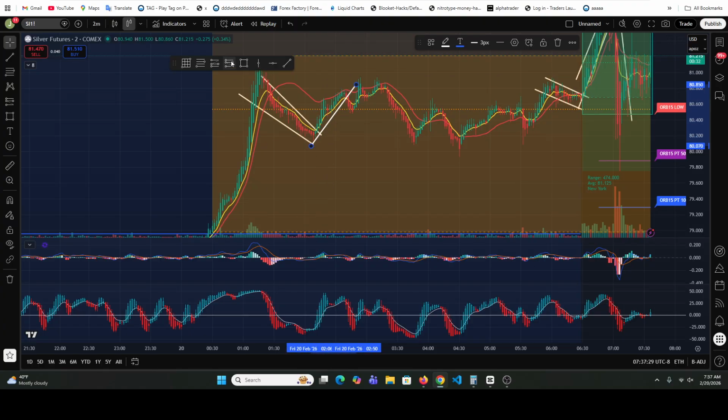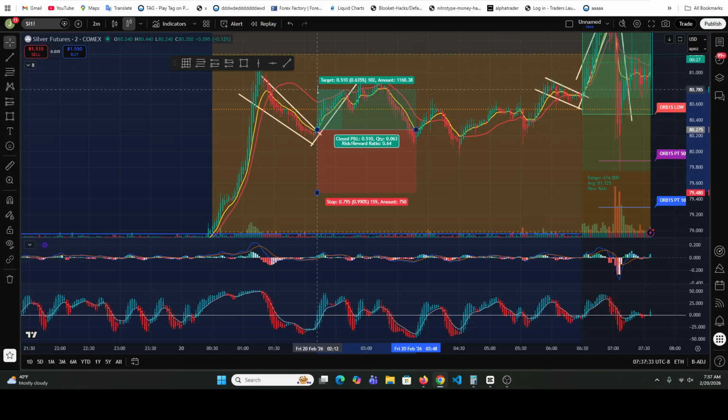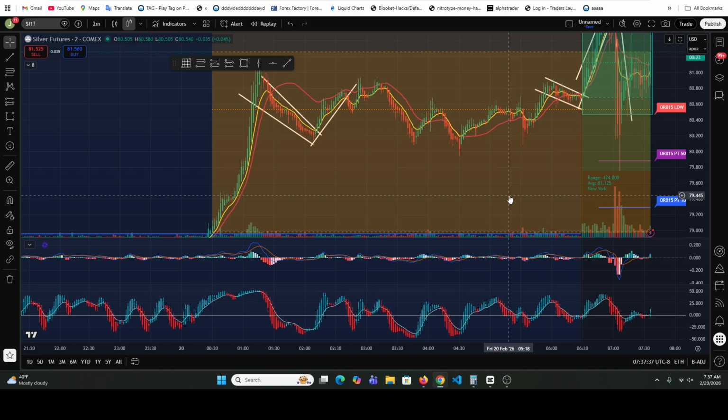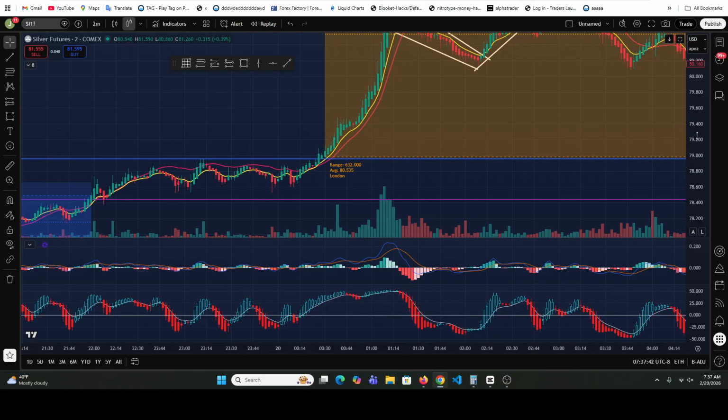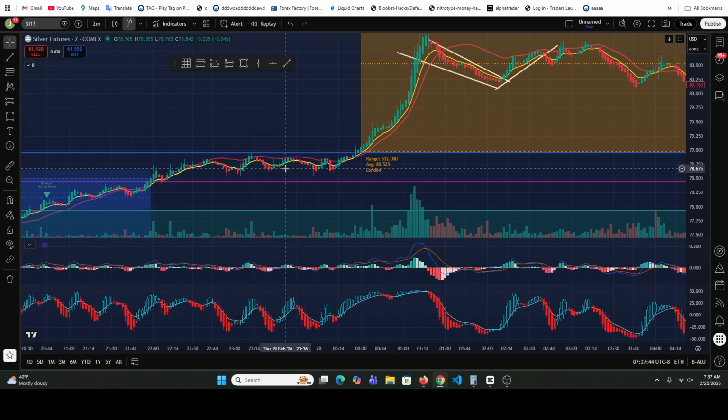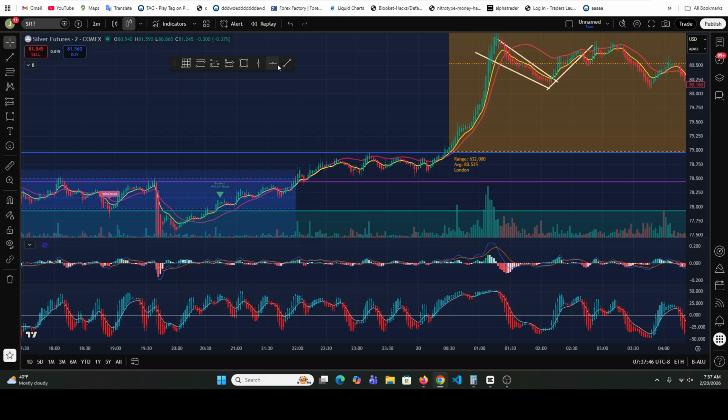Finally breaks up here. We would have went long at the break and we got a 50-cent move. That is $2,500 with one full-size contract. But again, if you're trading minis or micros, that's heavily dependent on you. So again, could we trade this? Could we make this our flag?